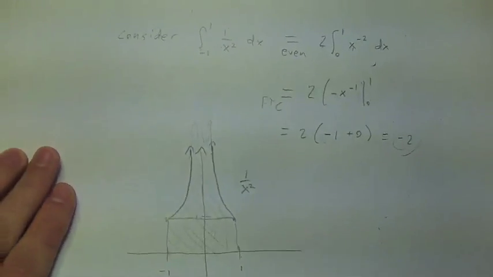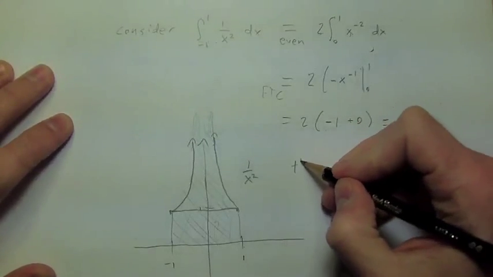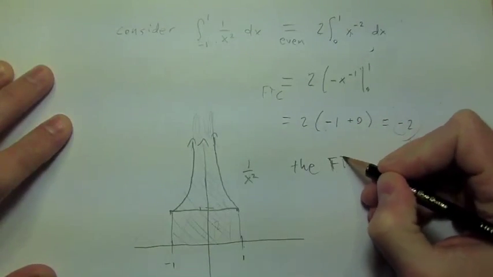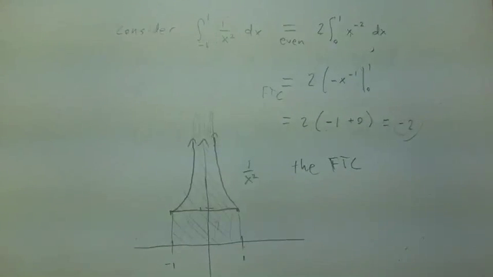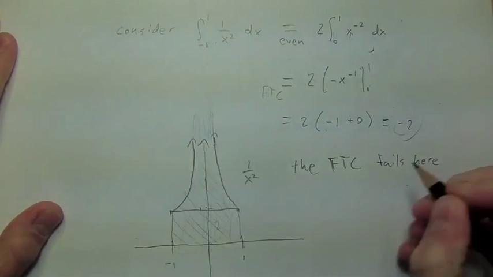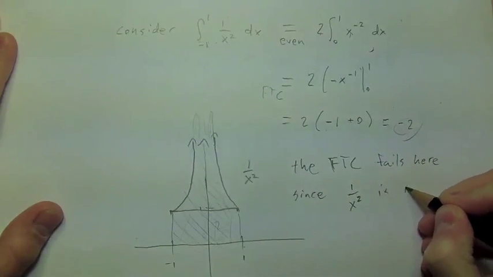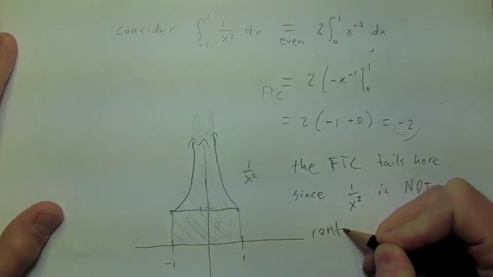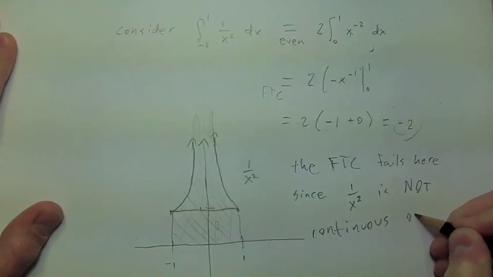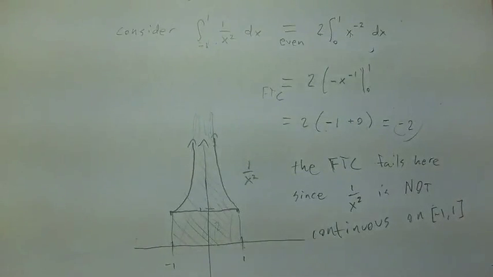So basically, the fundamental theorem of calculus fails here. Right? So don't use the fundamental theorem of calculus on situations where your function is not continuous. Okay, so the FTC fails here since 1 over x squared is not continuous on -1 to 1. Right? It's discontinuous at 0.